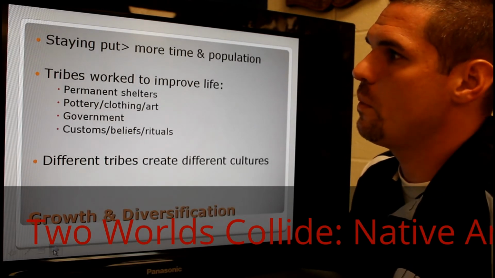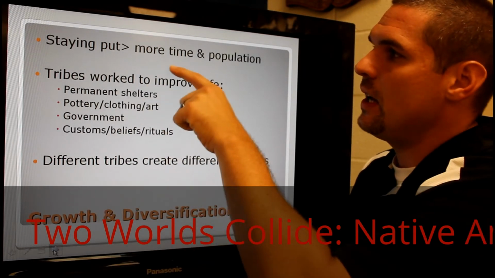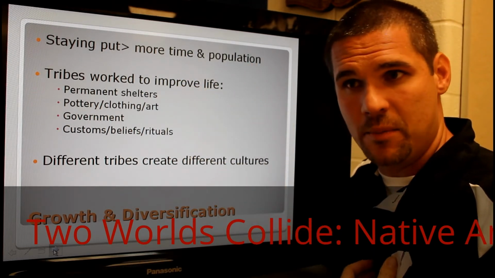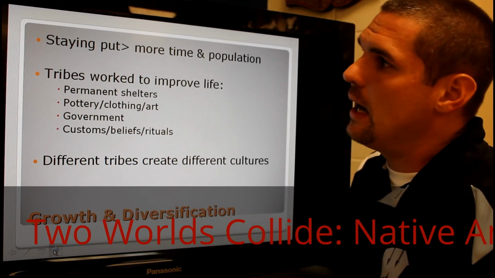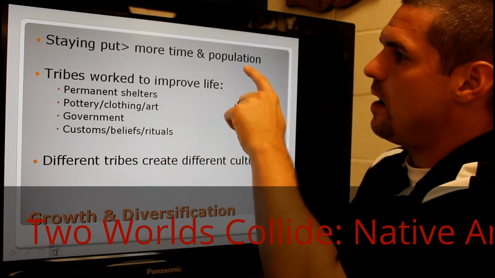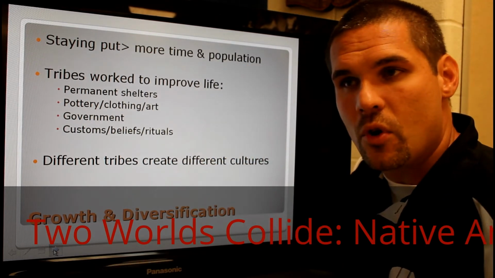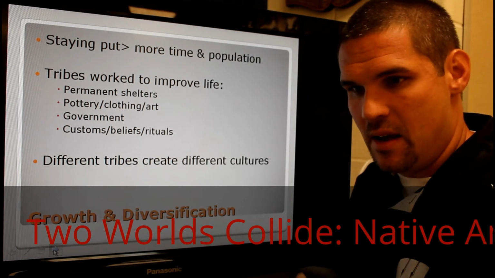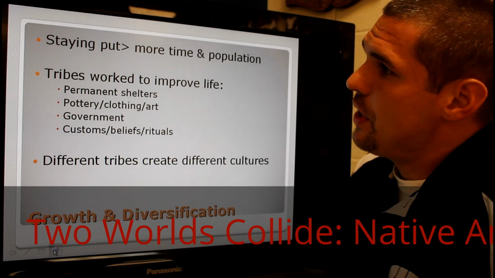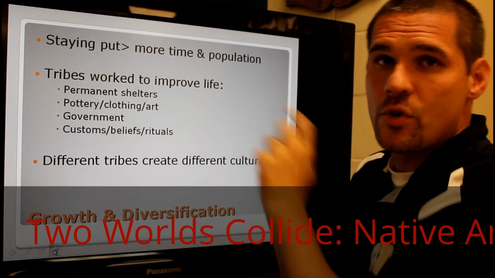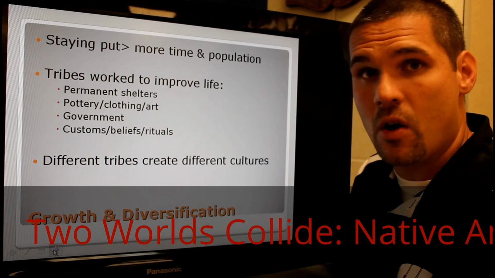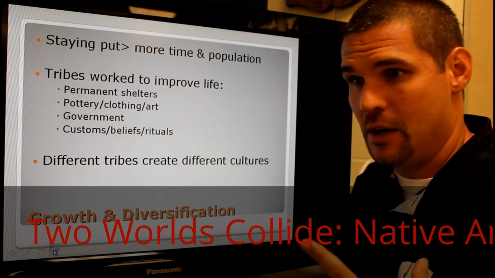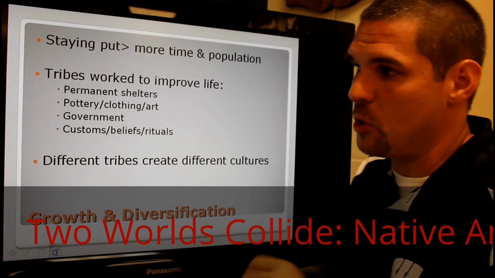But staying put is going to give obviously more freedom to do more things because of the time. You're not spending all that time traveling, so it frees up some of your time. And again, your populations are going to increase due to staying put and being closer to people. So with more time, tribes are going to work to improve their lives since they aren't always on the move. They don't have to be light on foot anymore. They can stay put and really be more stationary.